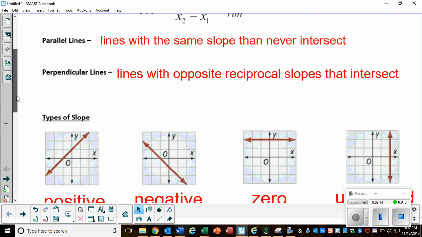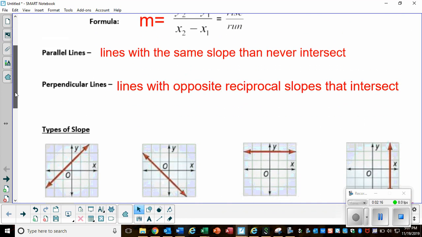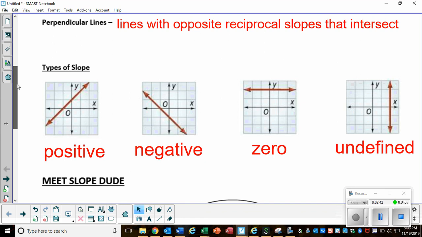So there are different types of slope, and apparently I never got rid of this. Fun. And it depends on how the line is formed. Okay? So if the line is heading up, that is a positive slope. If the line is heading down, it's a negative slope. If the line just goes straight across, it's going to give you a zero slope. And if it's straight up and down like this, that's an undefined slope. So let me scroll up so you can see.